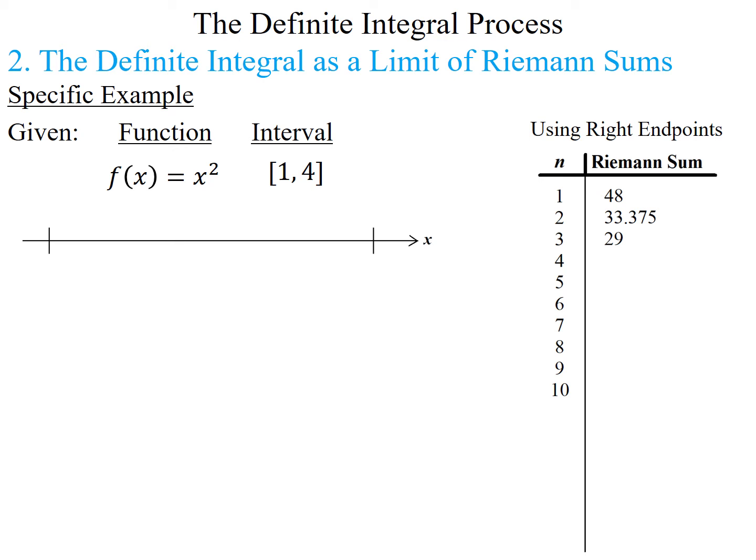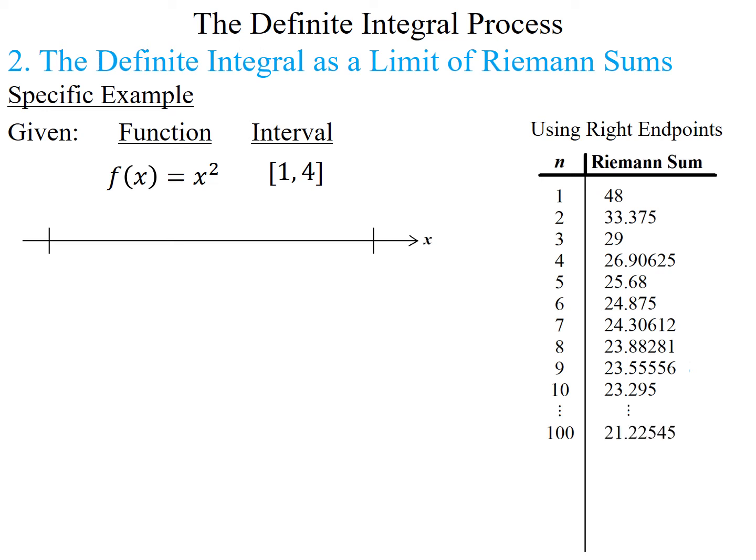I know we did the first 3 already, but then if you just go up to 10, these are the numbers you get, and you can look at those and try to guess where they're headed. And if you can't see where they're headed, I don't think it's completely clear yet, except for the fact that you know what it should be from the left endpoint example. Since it's not clear yet, what do we do? Keep going. So again, I had Excel keep going. It did 100 subintervals and used right endpoints for your xi stars. And this is the answer that we get, 21.22545.